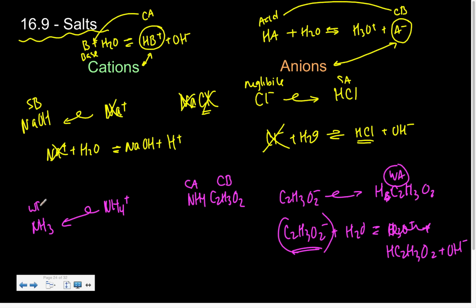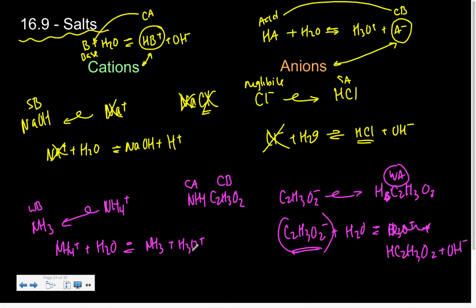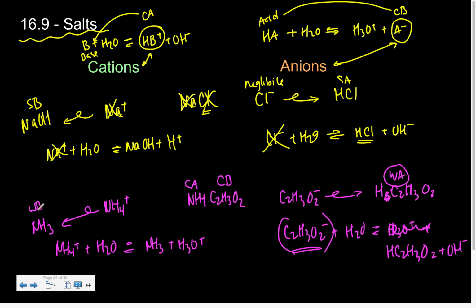This is a weak base, meaning that with water it has a tendency to do this. It has the tendency to act as an acid, producing hydronium ion in water and raising the pH of our solution. So we could also say that the conjugate acid of a weak base is weakly acidic and will affect our pH. The conjugate acid of a weak base acts as a weak acid and will increase the pH of our solution.